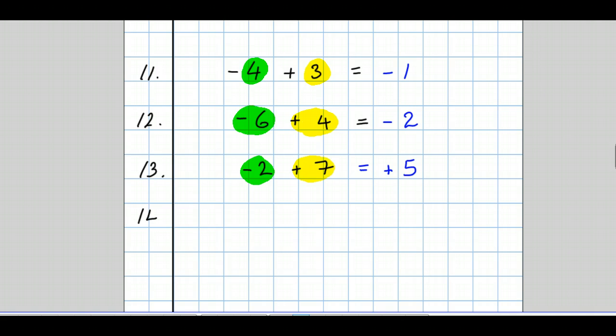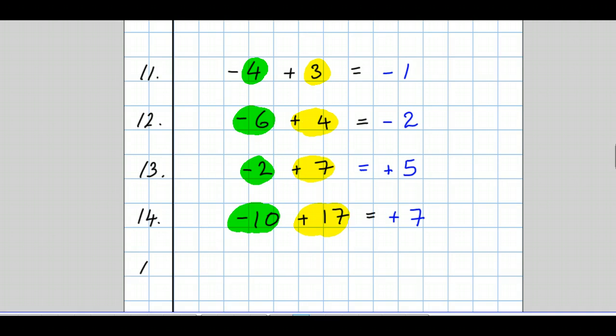One more example, question 14. Minus 10 add 17. So let's have a look. We've got plus 17 and we've got minus 10. So the pluses are bigger than the minuses, so our answer is going to be plus. And what's the difference between the two? 10 and 17? It's 7. So the answer is plus 7.